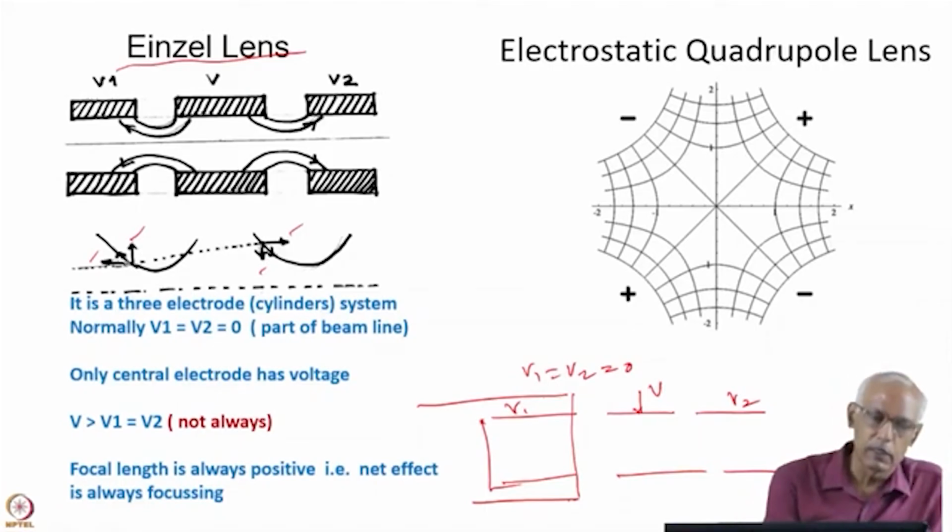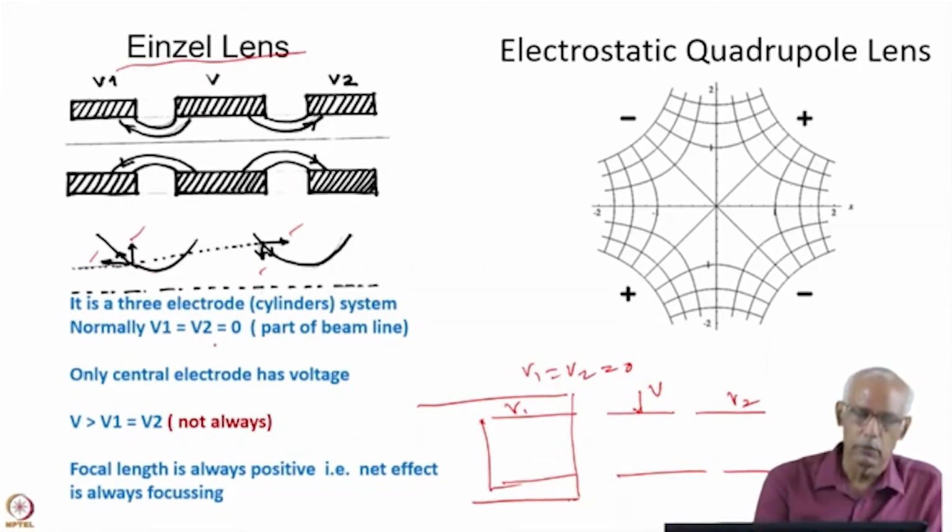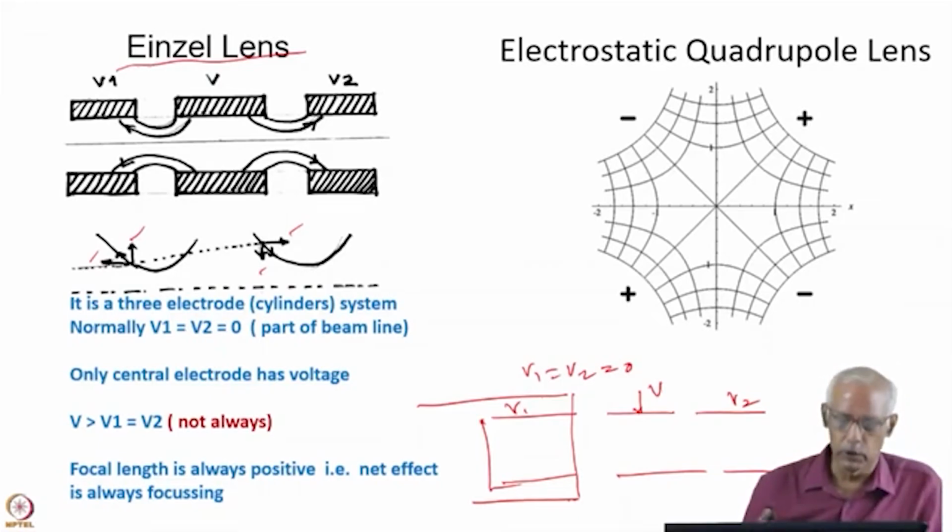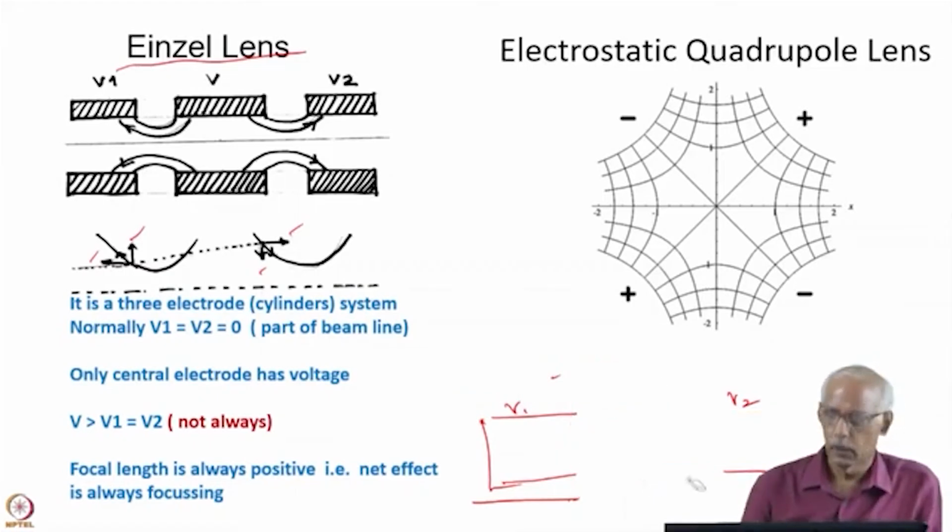You can see here that if one is focusing, the other one will be defocusing, because the field direction will be reversed. And therefore, if the first one is defocusing in this case, then this one will be focusing. So it will work like this. But the total focal length will be positive. That means the net effect of this lens will be focusing.